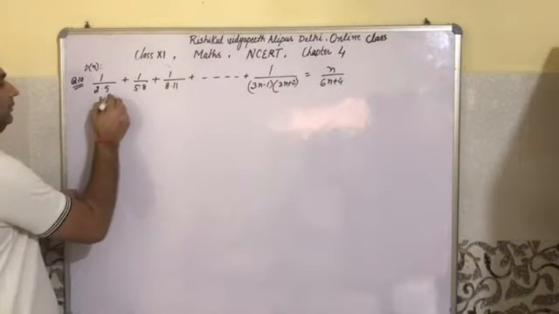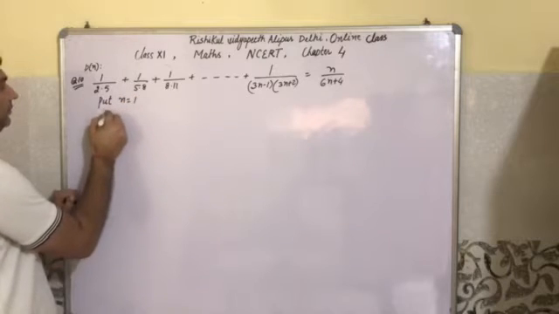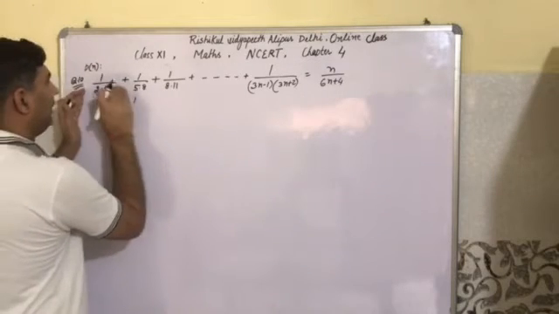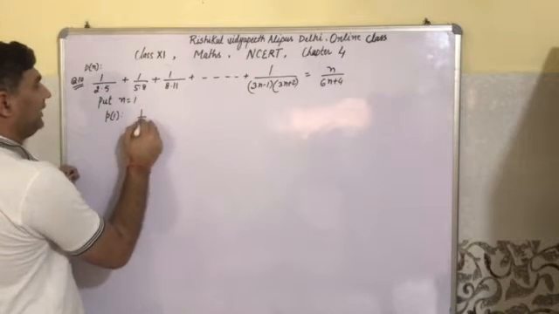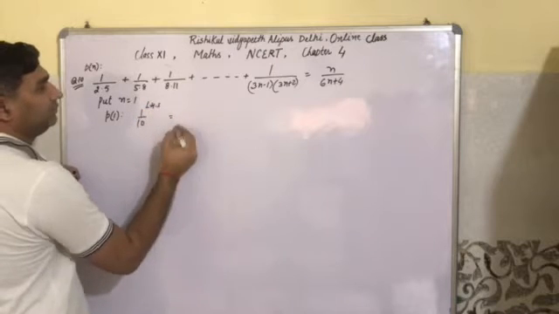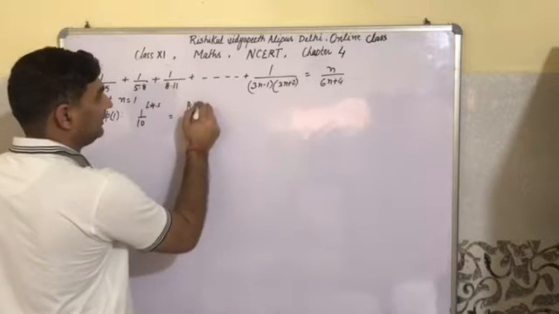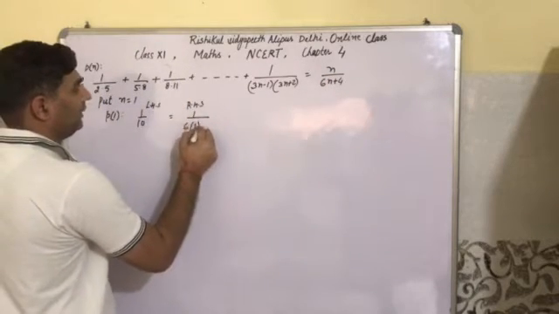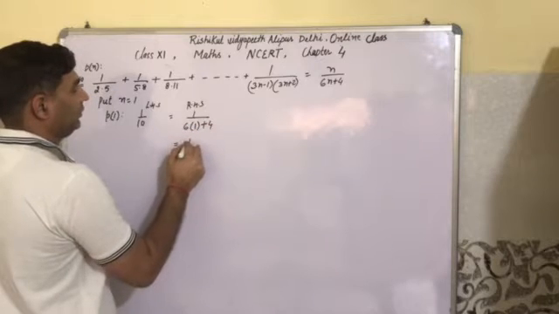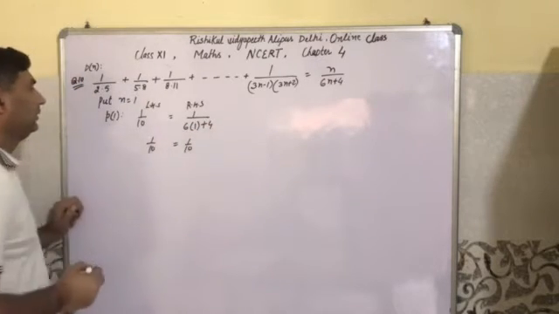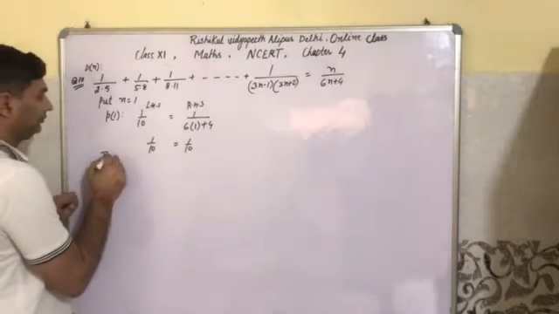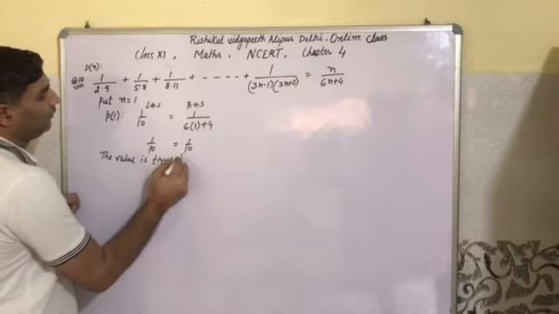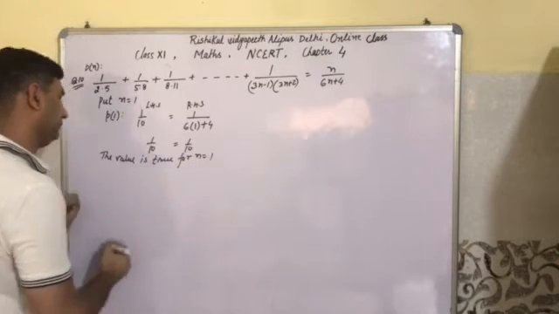First step, put n equal to 1. Then P(1), up to 1 term, is 1/10. The left hand side is 1/10. Now for the RHS, this is 1/(6·1+4), which is 1/10. So 1/10 equals 1/10, that means the statement is true for n equal to 1.